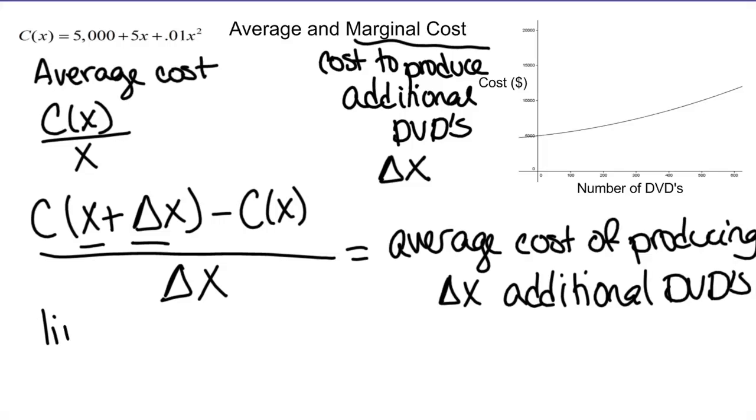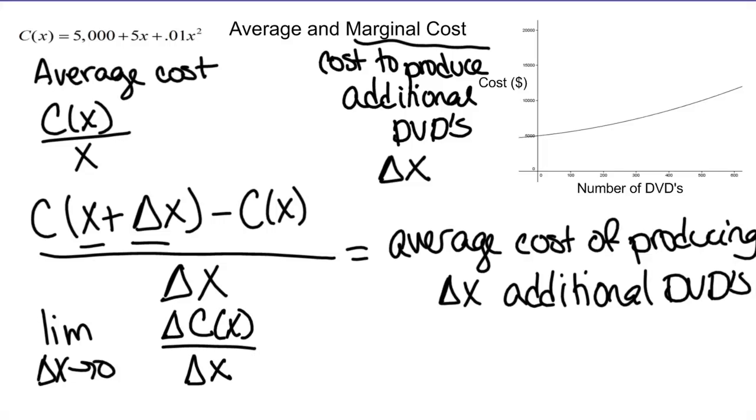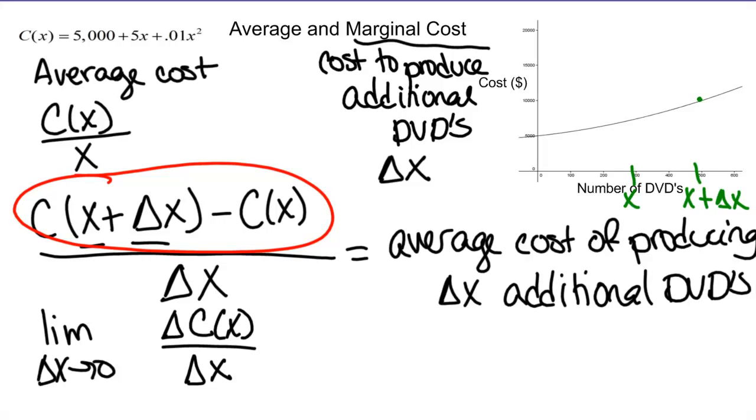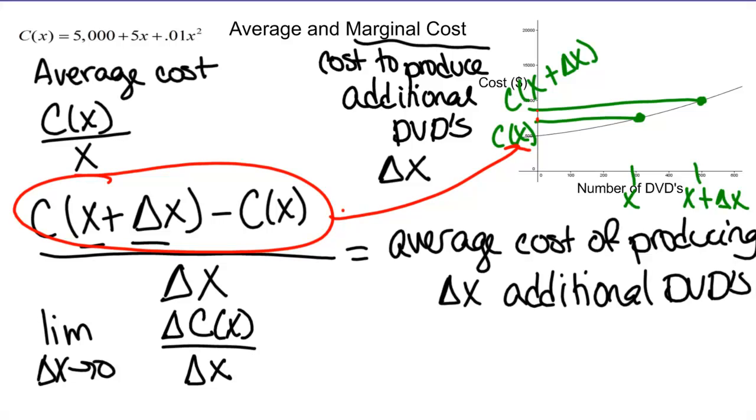And if we let the limit as our change in X goes to 0 of this, this is our change in C of X over our change in X, because you'll notice this right here. So if this is, let's say, X plus delta X, and this is X, then this is C of X plus delta X. This right here is C of X. So this is our change in C of X over our change in X. And this, we should notice, is the derivative of C of X.